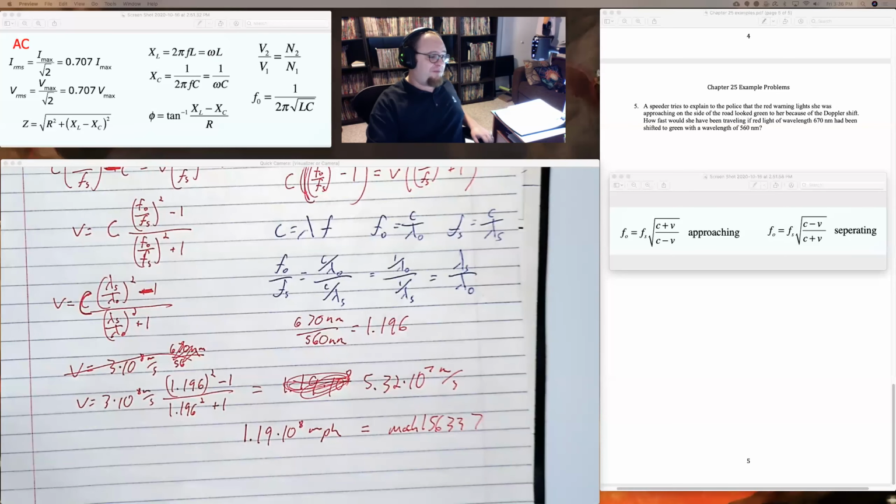You'd have to be traveling at 5.32 times 10 to the 7th meters per second to see a red light and think it was green. There you go. So we'll end today with that, unless there are any questions.